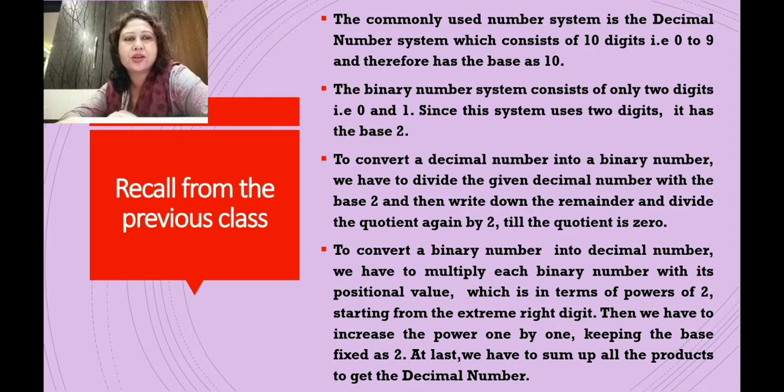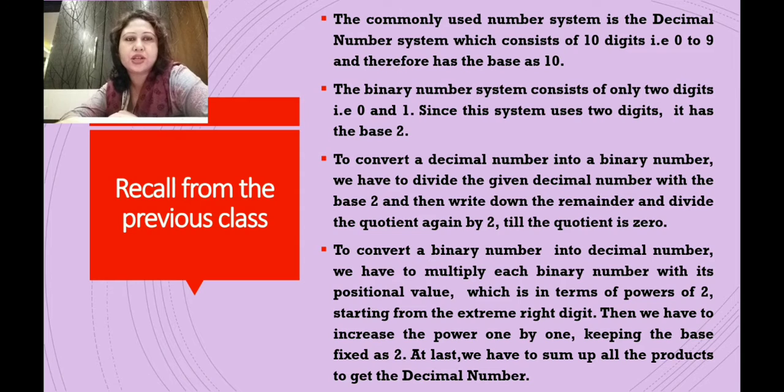Then we recapitulated on how to convert a decimal number into a binary number. For that, we have to divide the given decimal number by the base 2, and then write down the remainder and divide the quotient again by 2 till the quotient we get is 0.